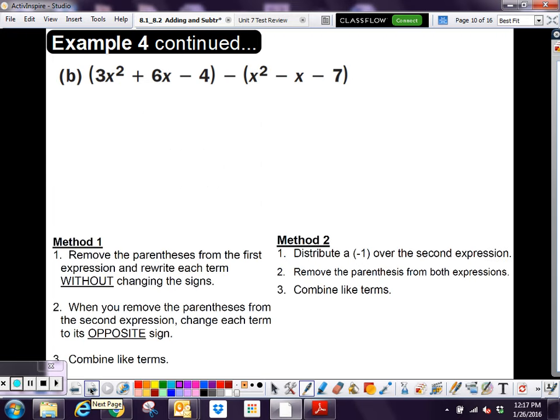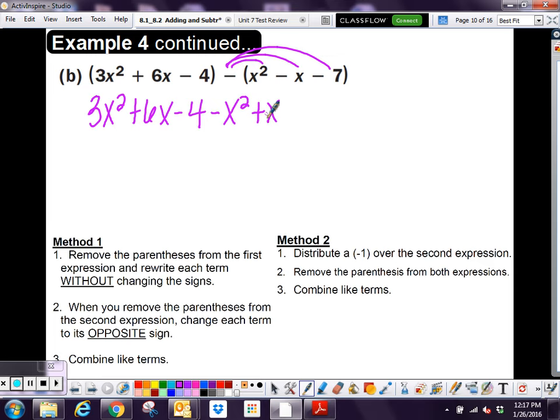All right, so let's do this one. I'm going to distribute this negative. So I have 3x squared plus 6x minus 4. And distribute that negative. So it's going to be minus x squared. Negative times a negative x is going to be positive x, and then a negative times a negative 7 is positive 7.